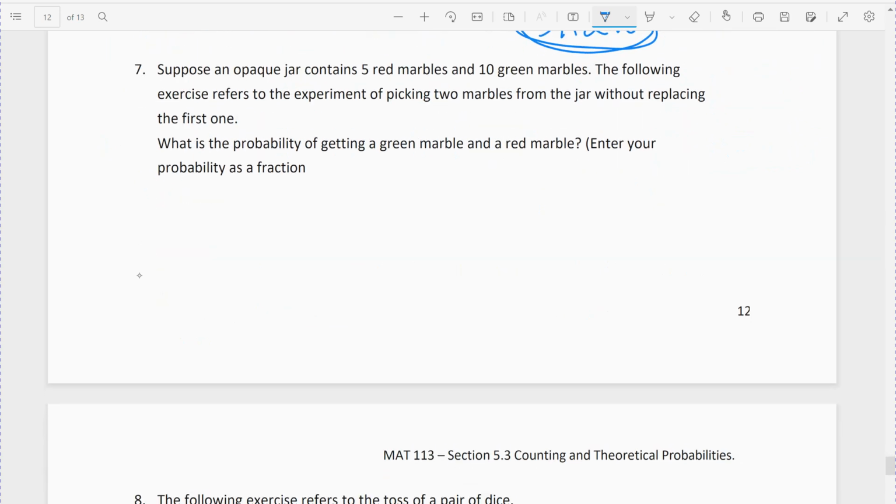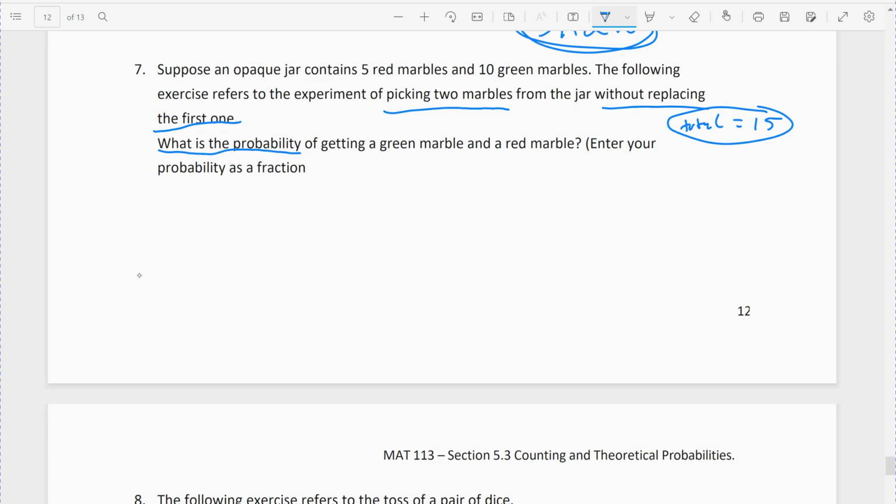All right, the next example. Suppose we have an opaque jar that contains 5 red, 10 green. The following X refers to picking 2 without replacement. All right, so keeping that in mind, we're not replacing our marble. There's a total of 15. What's the probability? So we're looking for the probability of getting a green marble and a red marble. Keeping in mind, we're not replacing, write it as a fraction at the end.